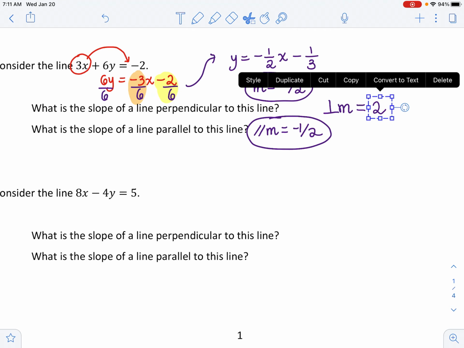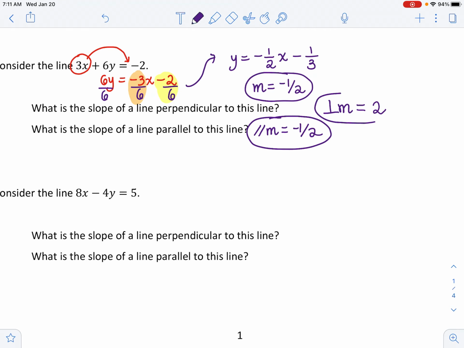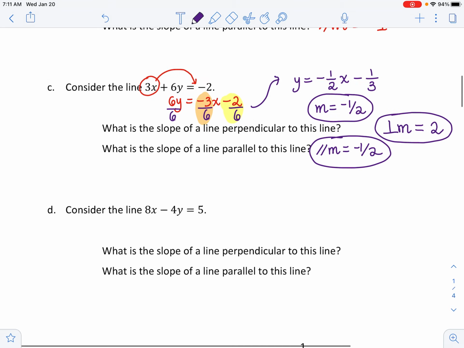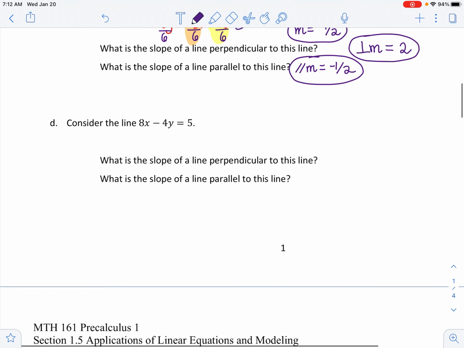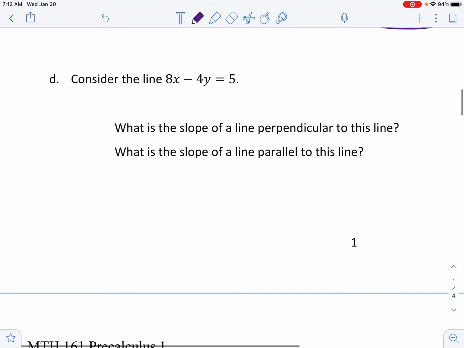But in some of the problems, you're going to have to solve for y first to identify the slope. Okay? And that's how I like to ask. That's the type of questions that I want to ask on your first exam, because I want to make sure that you know how to solve for y. Okay? Or let's look at D. This will be the last example in this video.